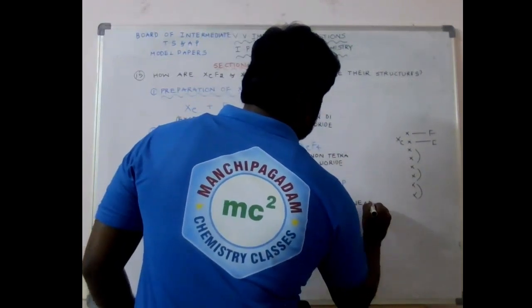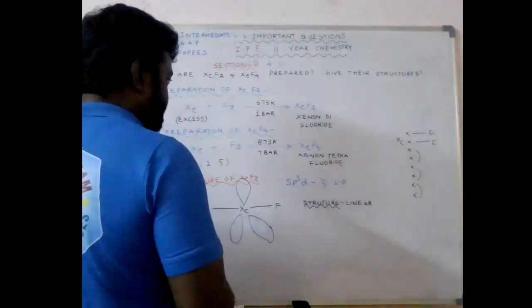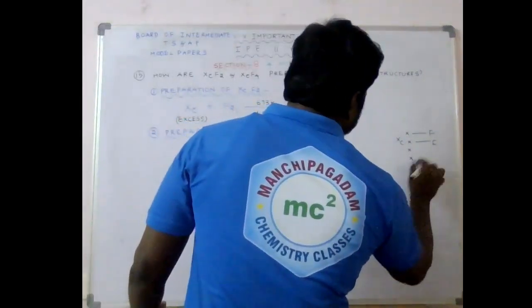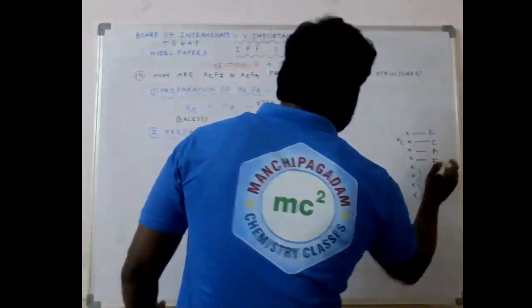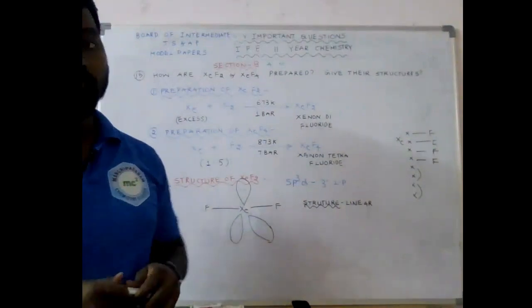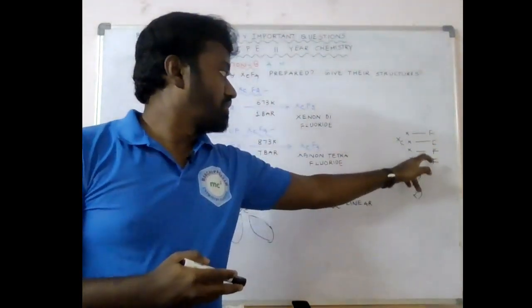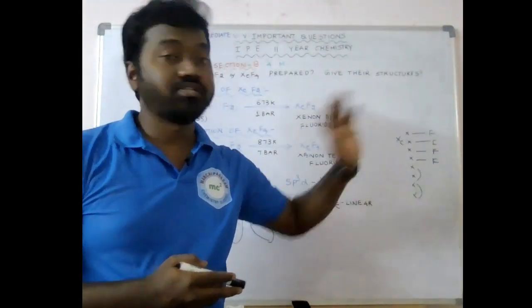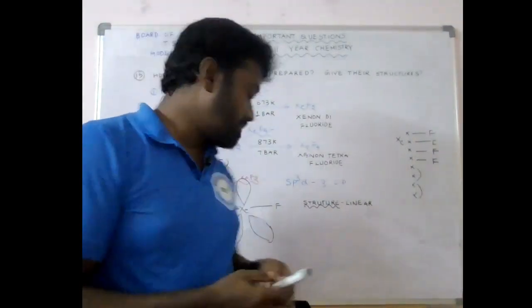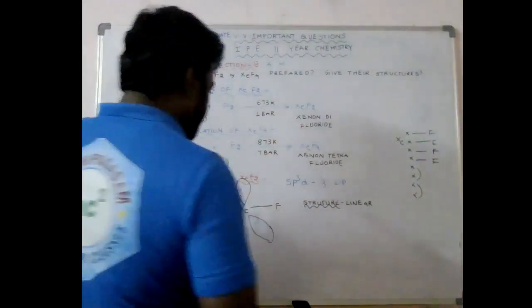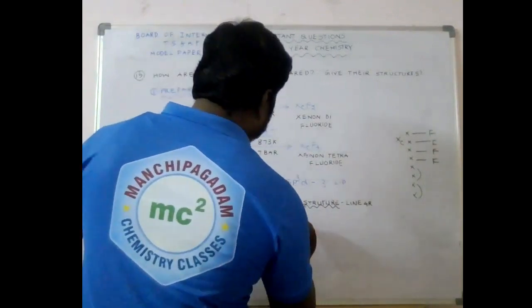Now, if you take XeF4, what will happen? Here, 2 more fluorines, right? Fluorine, fluorine. Now, how many electron pairs? 4 bond pairs are there: 1, 2, 3, 4. 2 lone pairs are there: 5, 6. Total 6. sp3d2 hybridization. So, structure of XeF4. I am writing here.